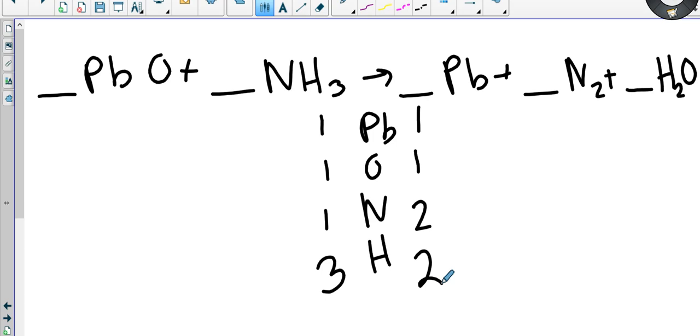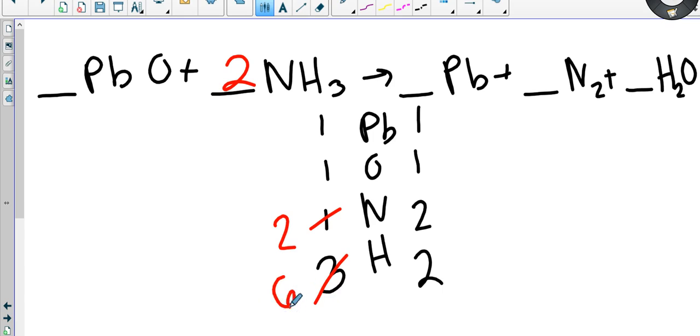Okay, so does anybody need another second to work on this? All good? All right, well, let's check our answers if you already did it. So the lead and the oxygen are looking pretty good. The nitrogen, I need more nitrogen. What can I put right here? Everybody? 2. And so that will give me 2 nitrogens and then 6 hydrogens.